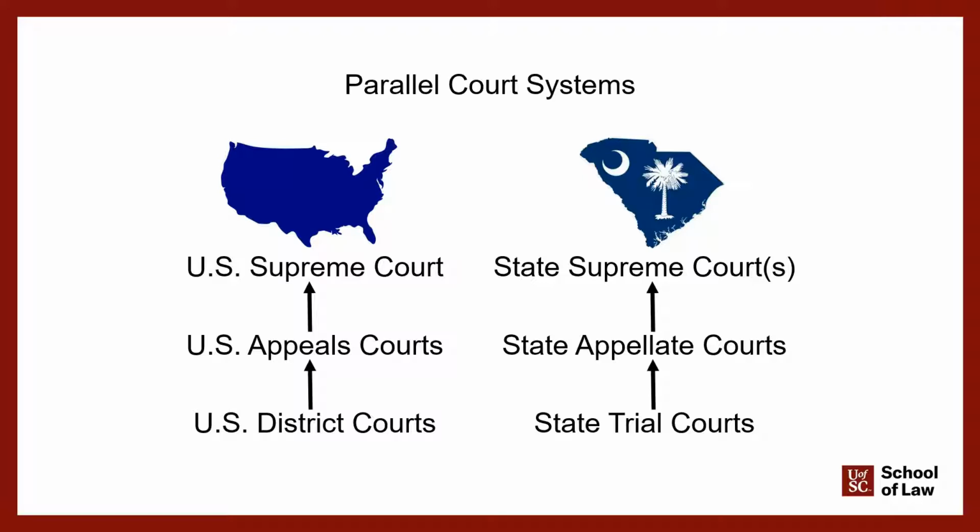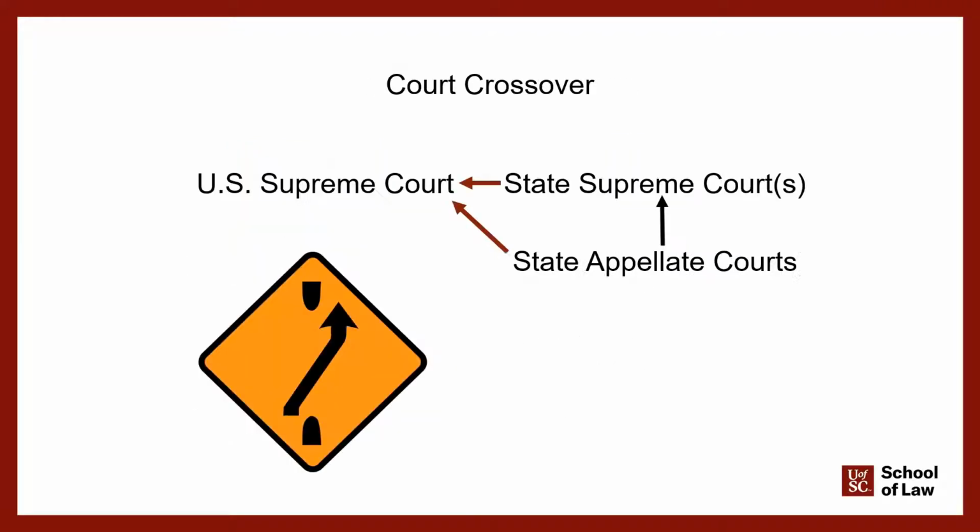Cases move through these systems, but they don't usually jump to the other system. So you either have a matter of state law that's in a state court, or you have a matter of federal law that's in a federal court. Sometimes you will see issues jump from state appellate courts to the US Supreme Court, but that is usually when it involves a federal law or the US Constitution. It's not all that common for this to happen, but be aware that you can get some crossover this way. You're not going to see crossover from the federal system to the state system.